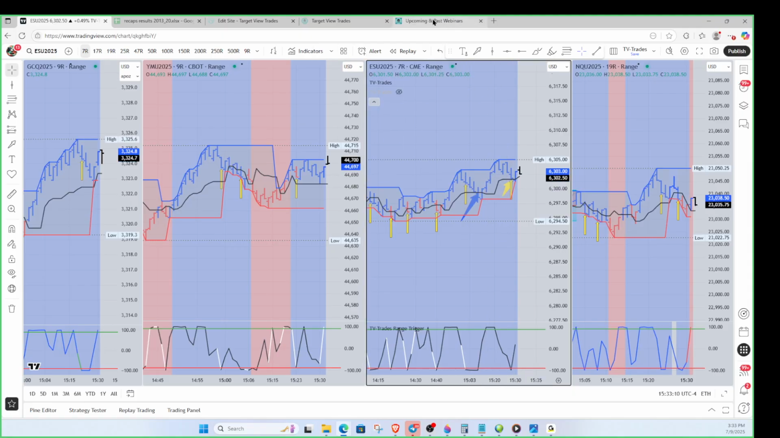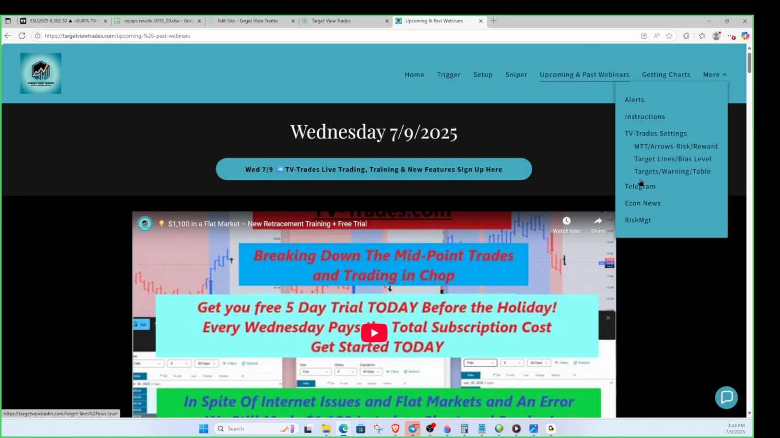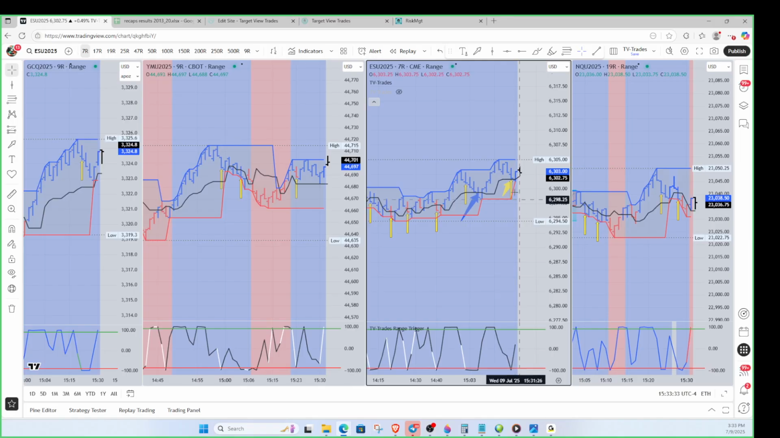Now, remember, I showed you this earlier. If you go here to targetvtrades.com and you go to the More Risk Management, for the 7-tick range, I have a 10-tick stop that trails to break even after 4 ticks in profit. That's what I just did with that one right there. So on a 7 range, I had a 10-tick stop, went to break even once I had 4 ticks in profit. Alright, and it came back and took me out of break even. So right here, I was in at 275, it went up to 375, and I bumped it to break even, and so I'm out of that trade now.